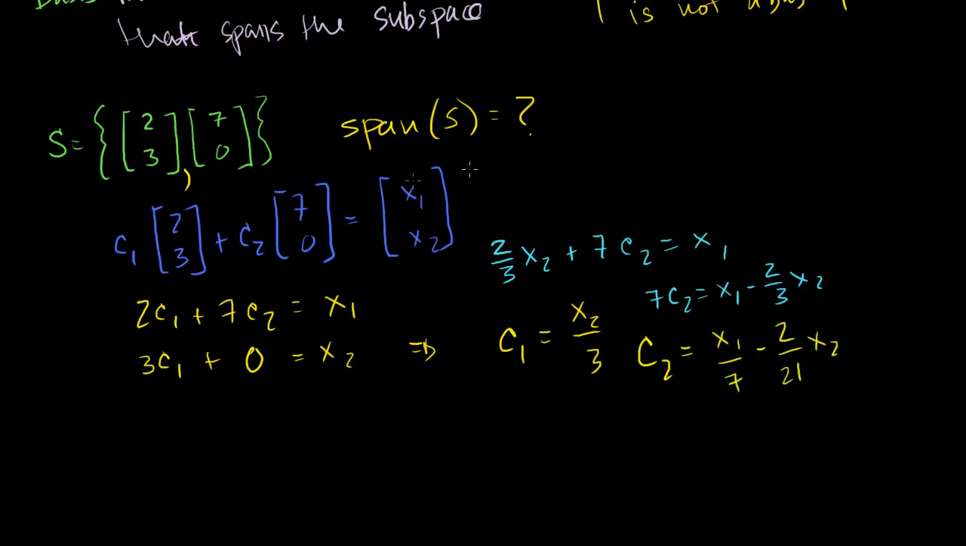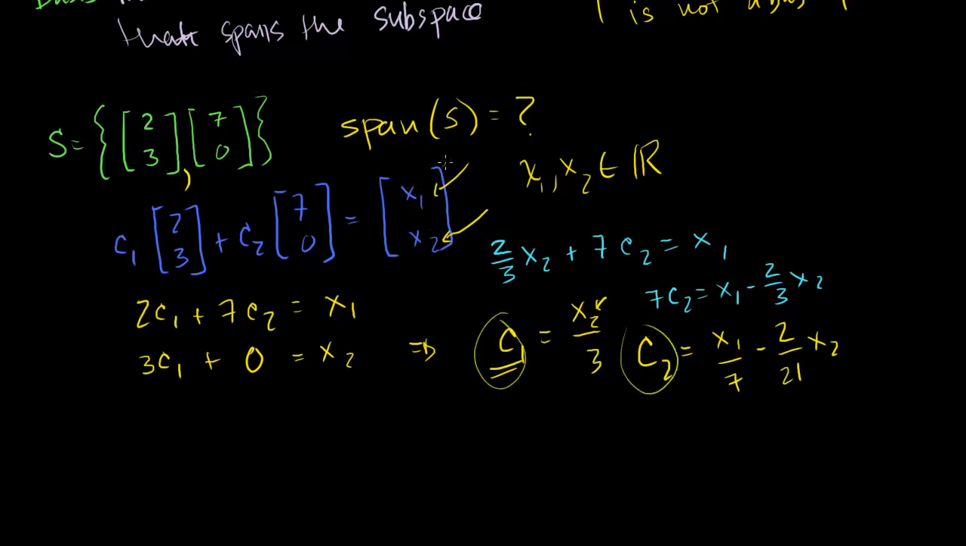So if you give me any x1 and any x2, where x1 and x2 are members of the real numbers, everything we're dealing with right now is real numbers. You give me any two real numbers, I take your x2 divided by 3 and I'll give you your c1, and I take the x1 divided by 7 and subtract 2/21 times your x2, and I'll get you your c2. This will never break. There's no division by anything that could equal 0. These two formulas will always work.